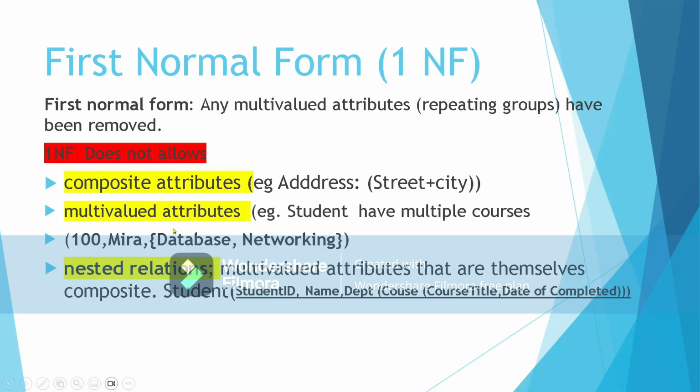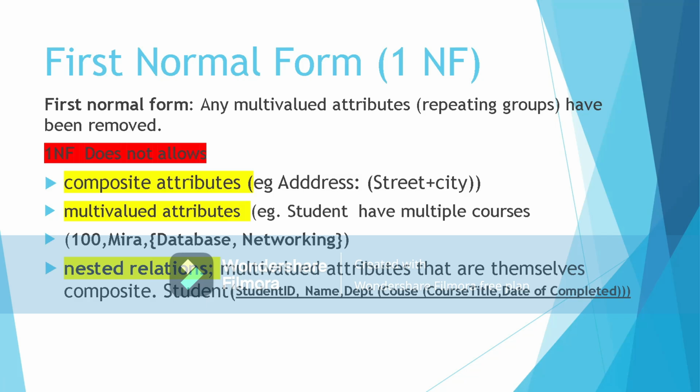Also, multi-valued attribute means, for example, here the student table schema is given, or a student table record is given, which contains ID of a student as 100, name of the student as Mira, and it has two courses, database and networking. So here this multi-valued attribute will not be allowed in 1NF. Again, 1NF does not allow the nested relations.